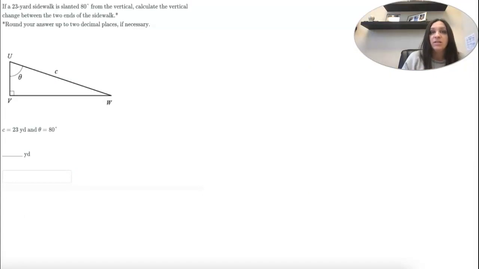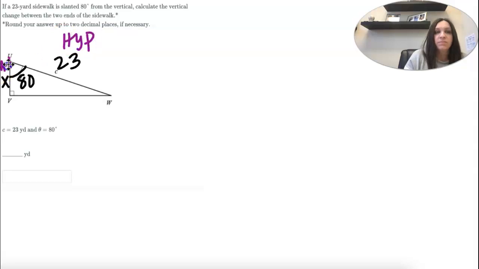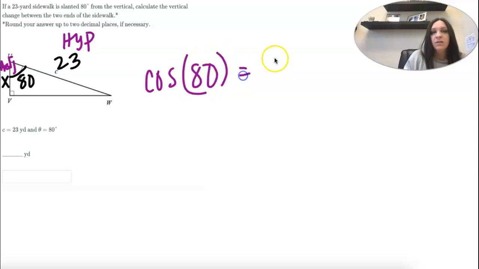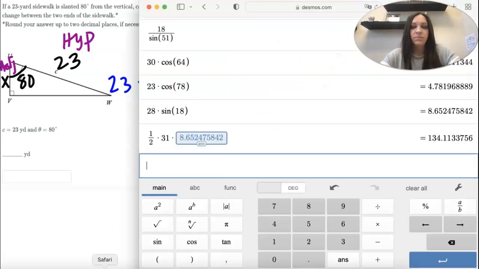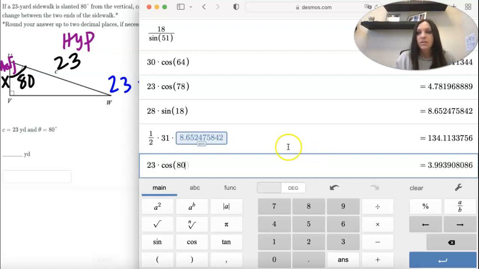Again, we've done one like this. We know that we're going to use cosine. That's 80 degrees, that's 23, and we're trying to find the adjacent. So cosine of 80 equals x over 23, times both sides by 23. That gets x by itself, and then this goes in your calculator. 23 times cosine of 80, 3.9.